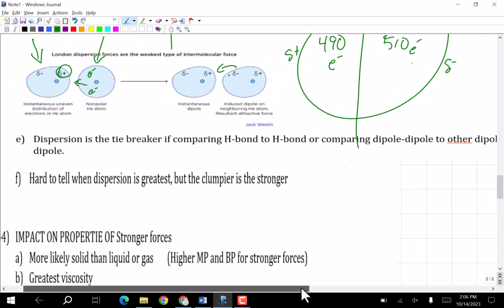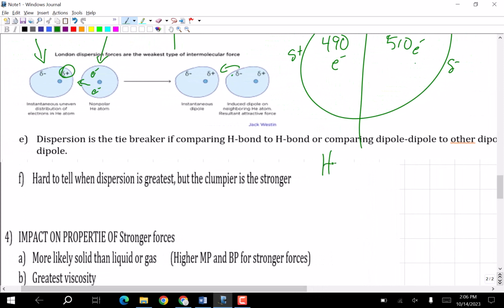Okay. So for example, if I was comparing an H to F bond and an H to N bond, let's say HF and NH3. So this has a bigger electron cloud, right? So this has more electrons in it. Okay, so does it? Yeah, it does. So nitrogen has 7 electrons plus 3. This one has 9 plus 1. Okay, so I picked a bad example. Let me pick a different one.